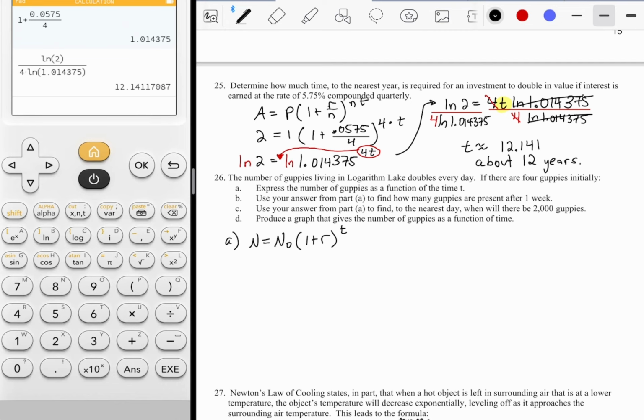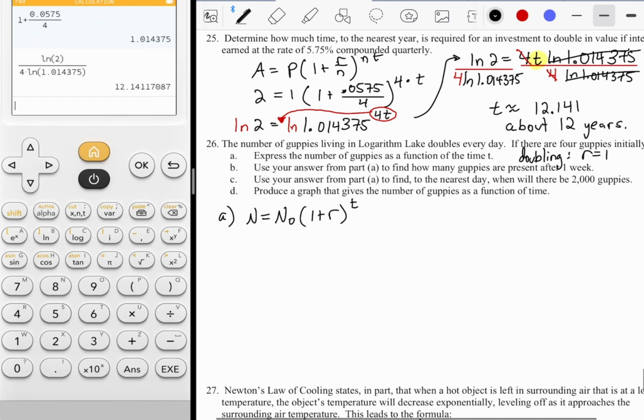So let's say I have $5. If I double that, I have $10. I've increased the $5 by 100% of its value. Right? So long story short, when we're talking about doubling, the R value has to be equal to 1. All right? It says to do it as a function of time, so they're telling me that I don't know what the value of time is, so that's fine.